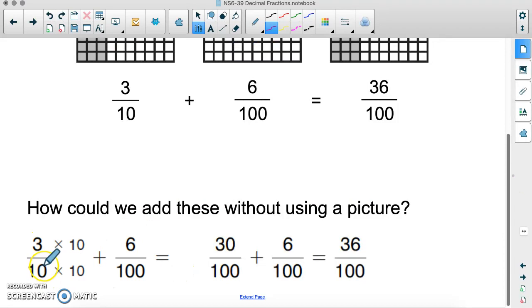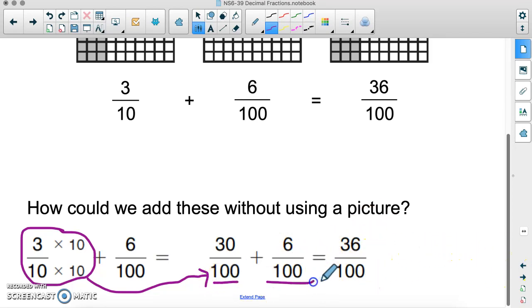So if I have 3/10, I need to multiply it by 10. So this here is going to change to 30 hundredths. It makes it a lot easier if all your denominators are in the same power of 10. So if I have 30 hundredths plus 6 hundredths, it's going to equal 36 hundredths. Notice that now all our denominators are the exact same.